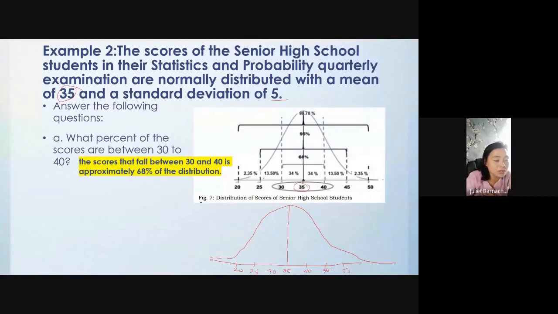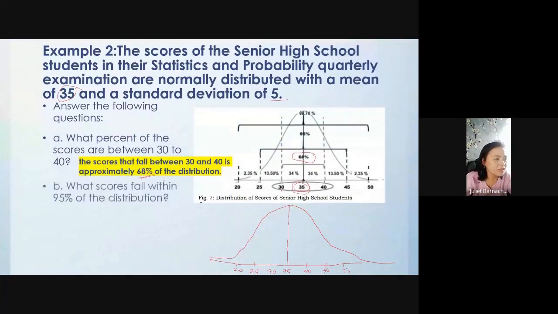What percent of the scores are between 30 to 40? Kung papansinin, 35 is the mean and 30 is 1 unit from the mean, and 40 is also 1 unit from the mean. So in short, it falls under the 68% empirical rule. Pag percent ang hinihingi guys, syempre ang sagot mo dapat ay percentage.